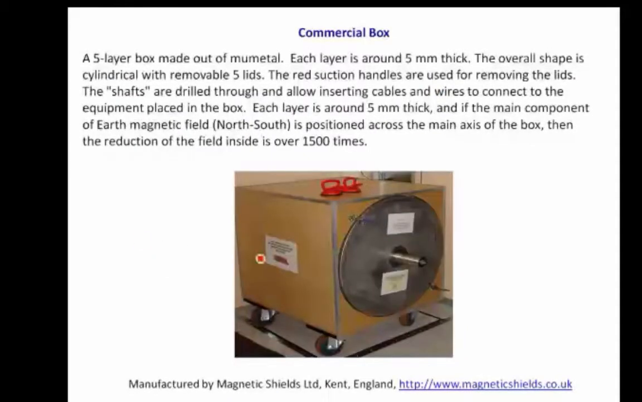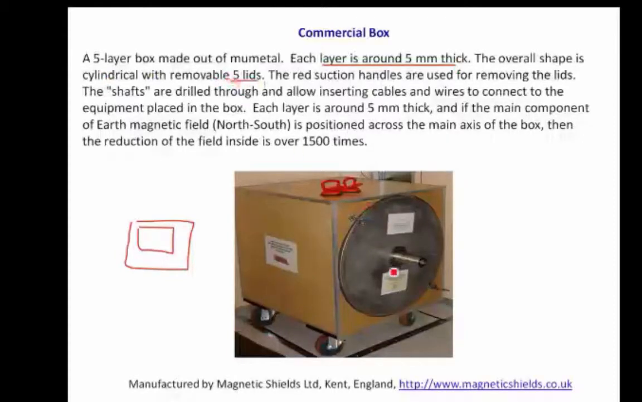I didn't mention this, but if you make this box in layers, you get a collective effect so that the B field goes down and down and down as you approach the center. This box has 5 layers. Each layer is about 5 millimeters thick. The shape is cylindrical with removal of 5 lids.